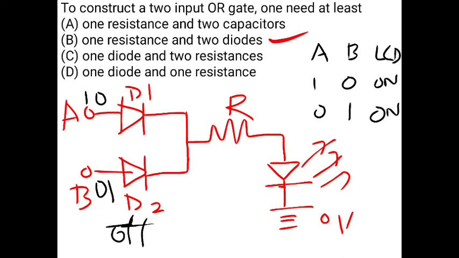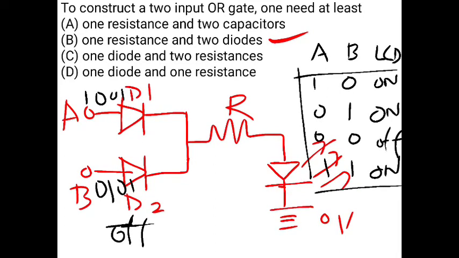If we give both 0, 0, then both will not conduct. Therefore, the LED will be off. And if we give both 1, then there will be current flow through both the diodes and the LED will be on. This means this is a 2-input OR gate and we need 1 resistance and 2 diodes.